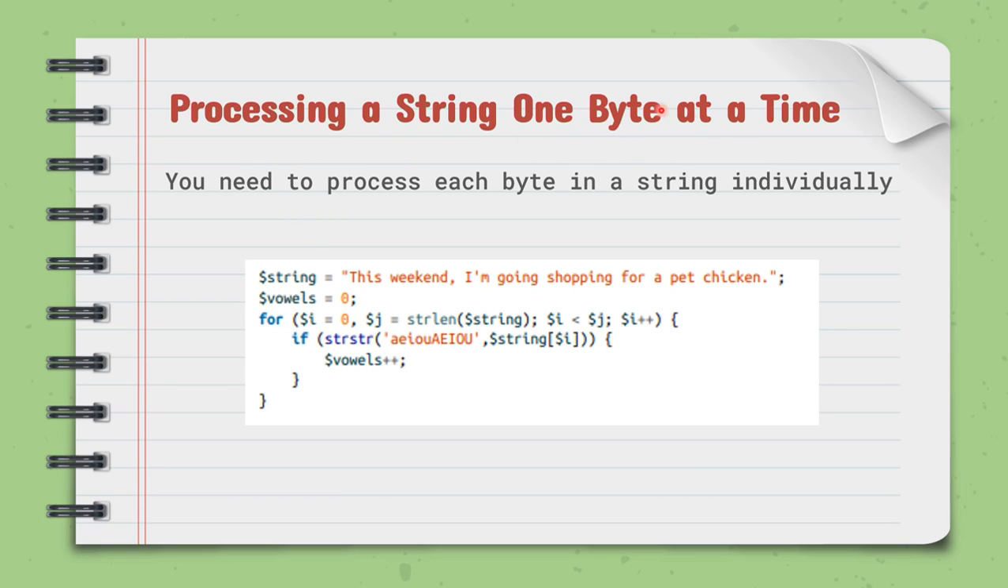Next we have processing a string one byte at a time. You need to process each byte in a string individually. As you can see, we have this function string, and we have two arguments in it. In the first argument we have a string, and in this character we are increasing one by one, and it compares each character of this string to this whole string. If it is present, then it increments the value of vowels, and we can check how many vowels are in this string.